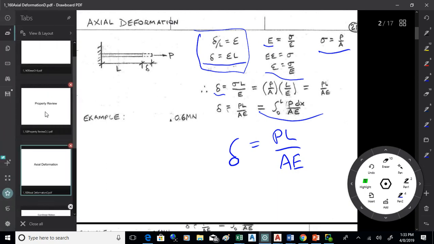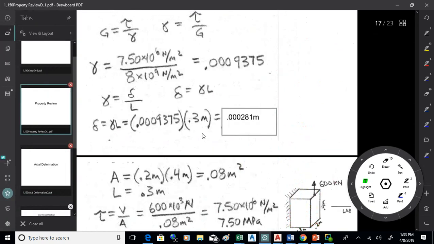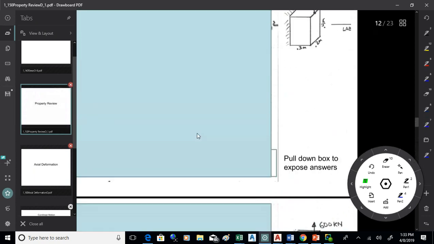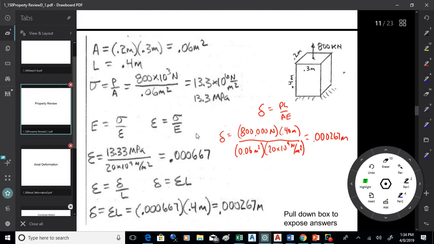So if we go back and look at what we were just doing there, we could have just done it that way had you known about this. Instead of having to hook all those relationships together, you could just plug in PL over AE and get from the load and this block and E to delta. It'd be easy enough. And that's normally how you do it. You just use that formula. It's a very well-known formula.